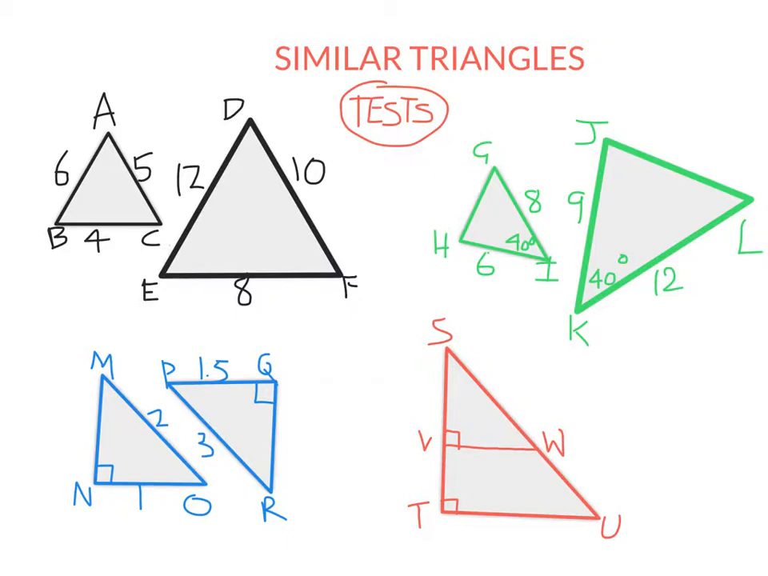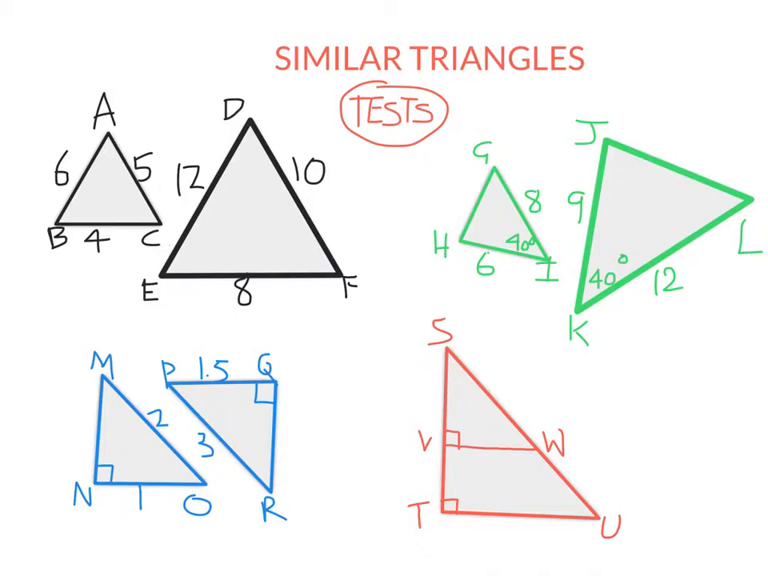So just as for congruence, triangles represent a special case in similarity. In a previous video, I told you that two figures were similar if all their sides were in proportion and all their angles were equal. But it turns out for triangles, we don't need to check every pair of sides and every pair of angles. Instead, to determine whether or not two triangles are similar, we can use one of these four tests.